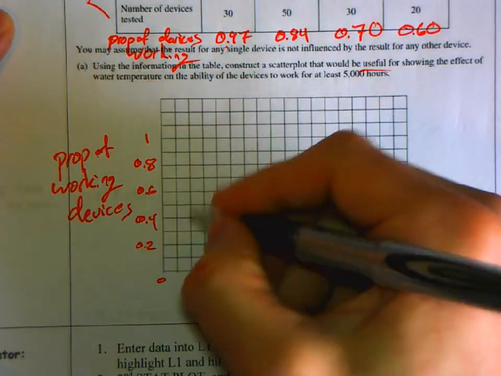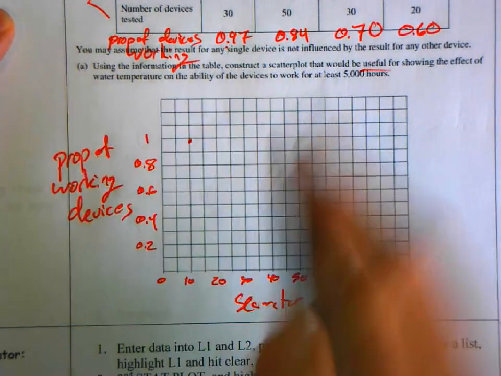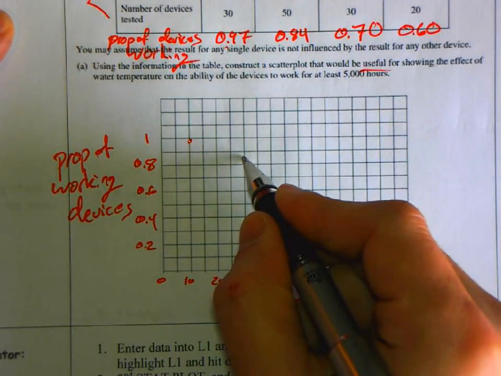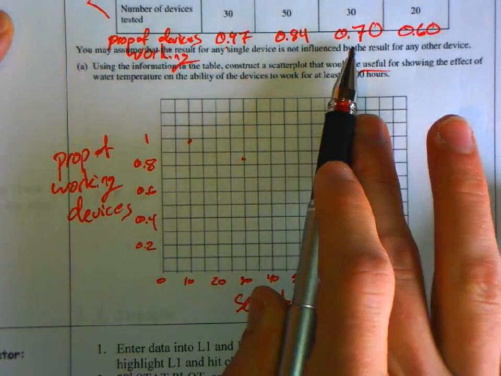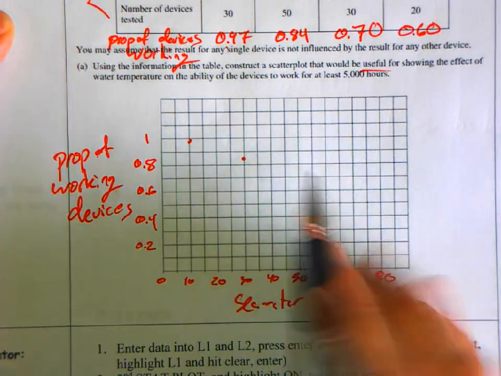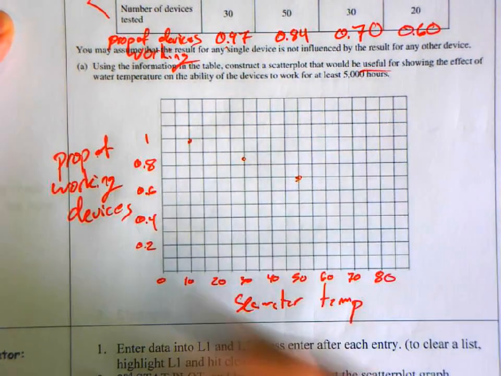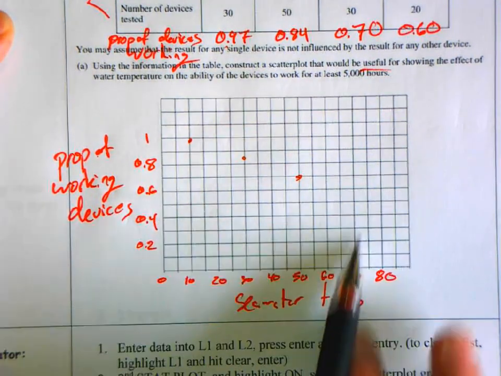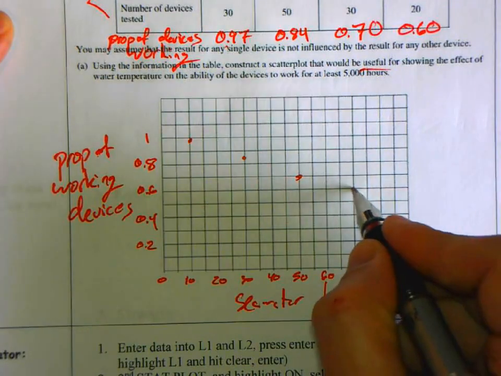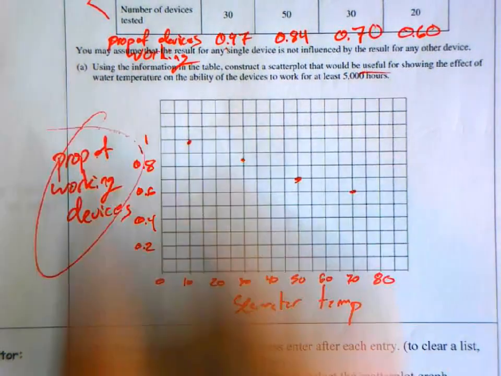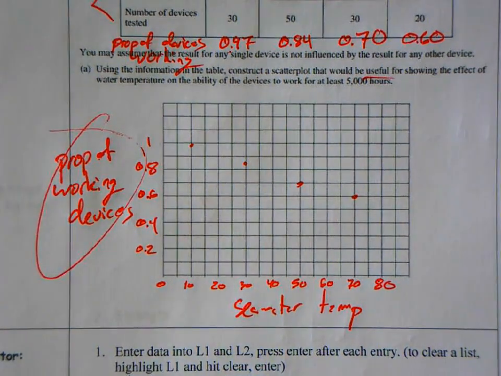Sketching this out: 10, 0.97; 30, 0.84; 50, 0.7; and 70, 0.6. Cool, and we've made our first scatter plot. The trick there is dealing with the proportion of working devices as opposed to the count.